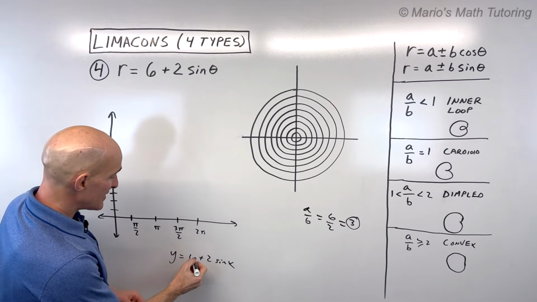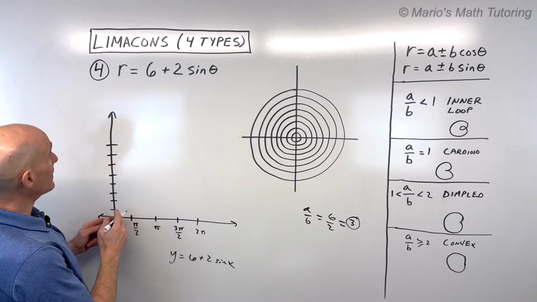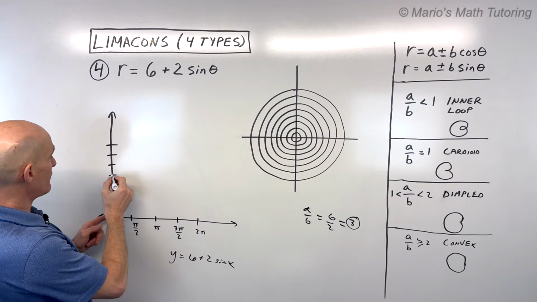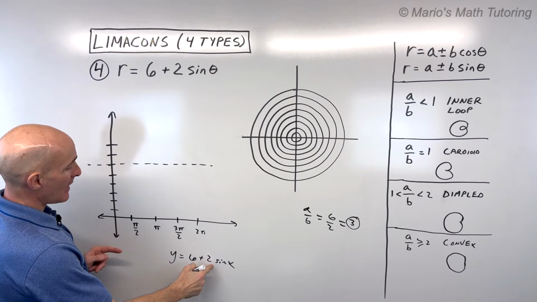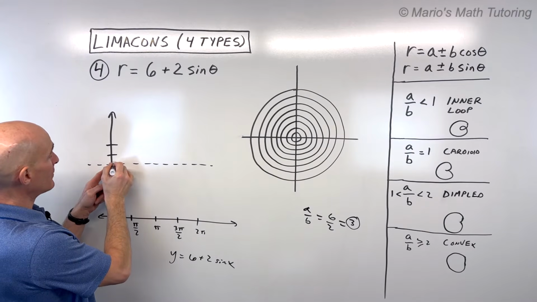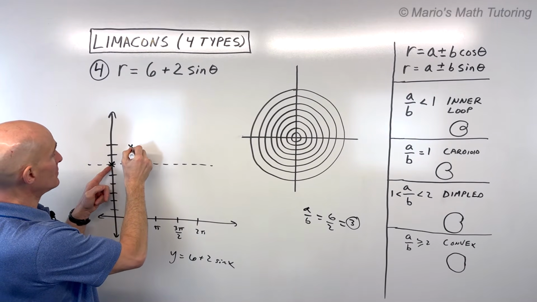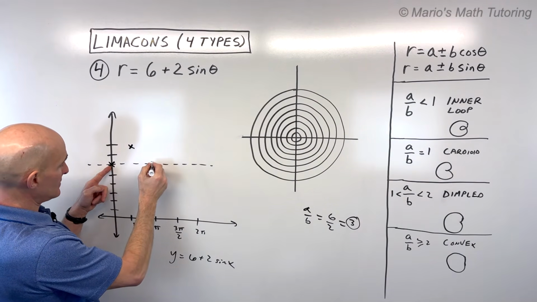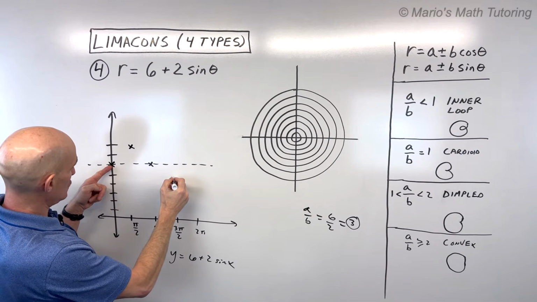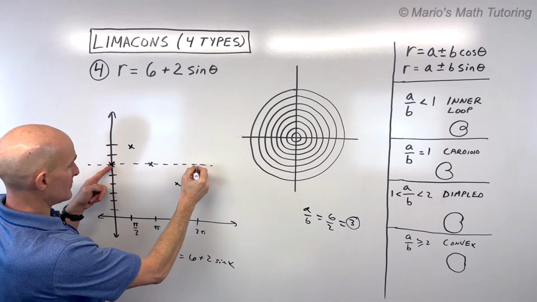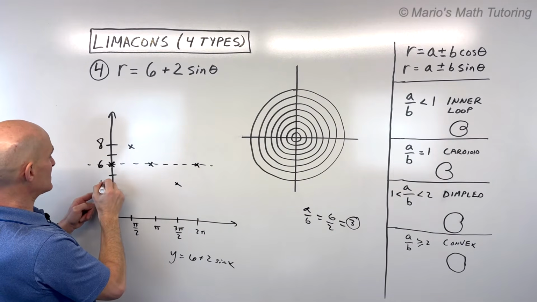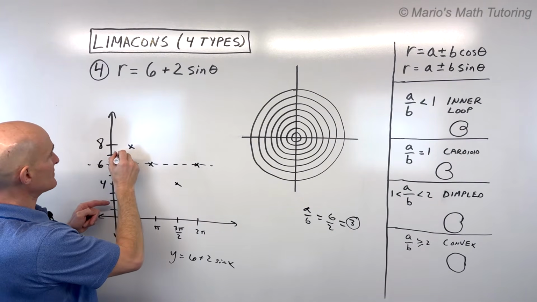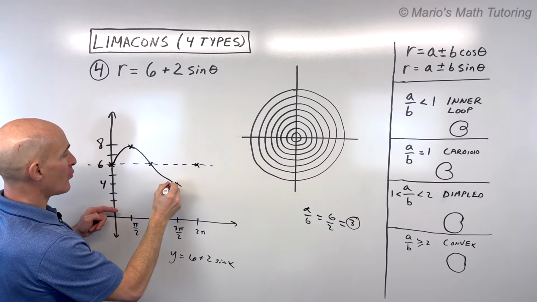So I know that the 6 is shifting the midline up 6: 1, 2, 3, 4, 5, 6. So everything gets shifted up 6. That's kind of like our new x-axis. I'm graphing a sine graph with an amplitude of 2. So it's going to go up 2, back to the midline, down 2, back to the midline. So that means this is 6, this is 8, and this is 4. That gives us our basic points here.